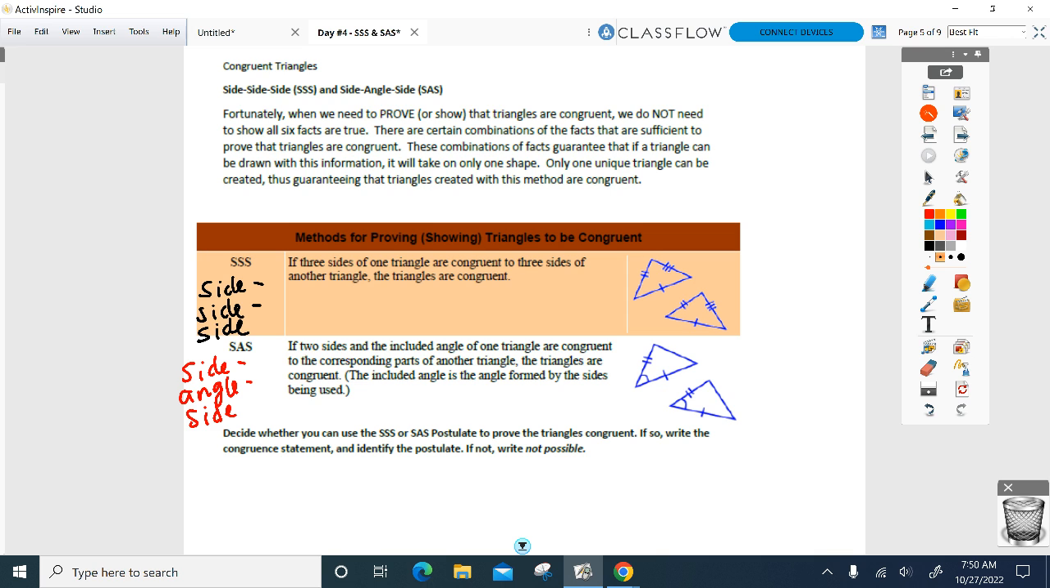Can somebody describe to me where the A is in SAS? In the middle, for a reason. Because if we're going to use this method, the angle needs to be in the middle of the 2 sides. If we're going to use SAS, the angle needs to be in between the 2 sides.